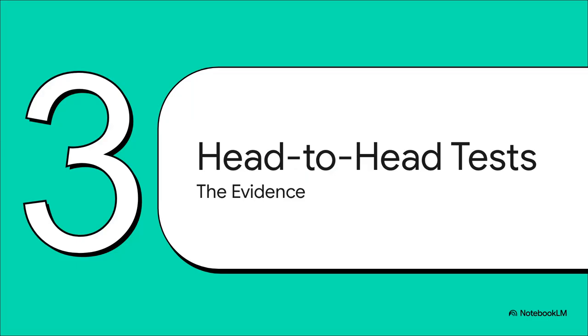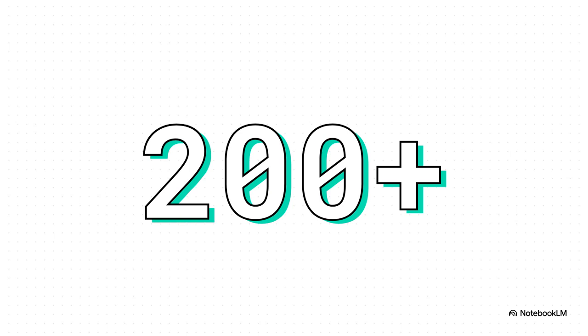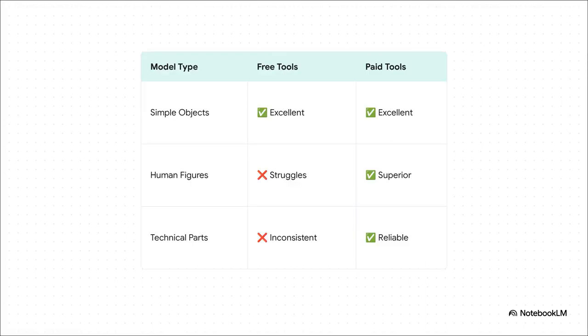So, let's stop talking and start looking at the proof. I really put these platforms through the ringer to see exactly where they shine and where they completely fall flat. And I mean, I really tested them. I generated over 200 different models. We're talking everything from simple furniture to complex human characters and even super precise technical parts. I wanted to see how they held up under real-world pressure. And the results are pretty fascinating.